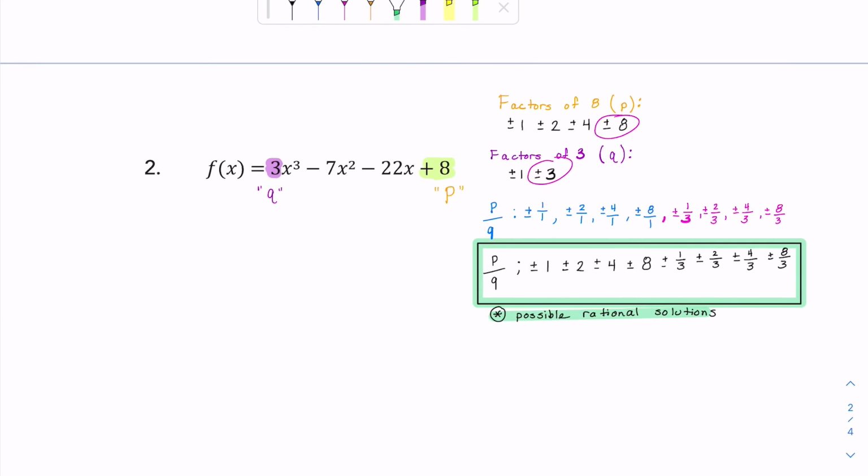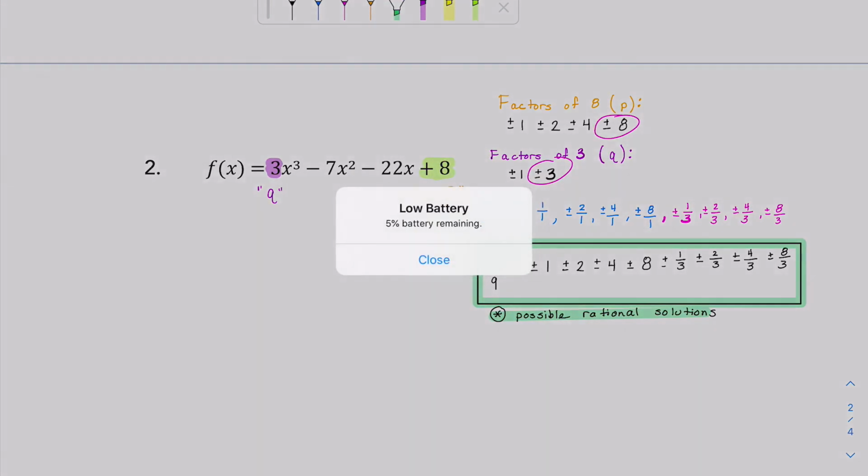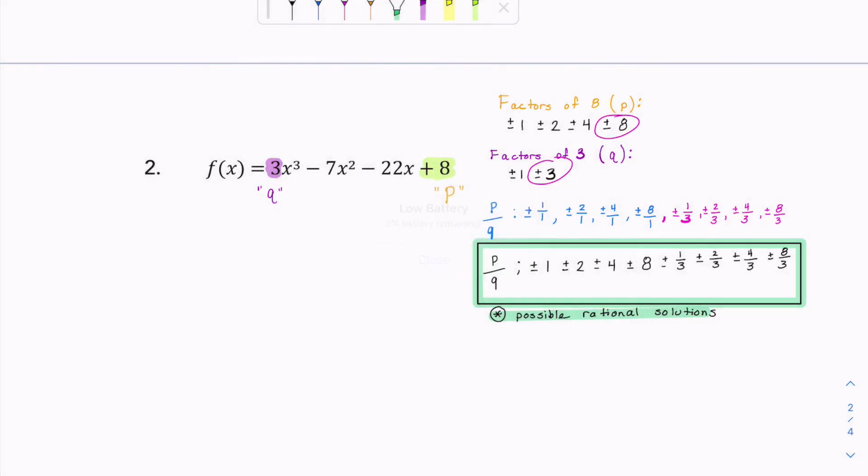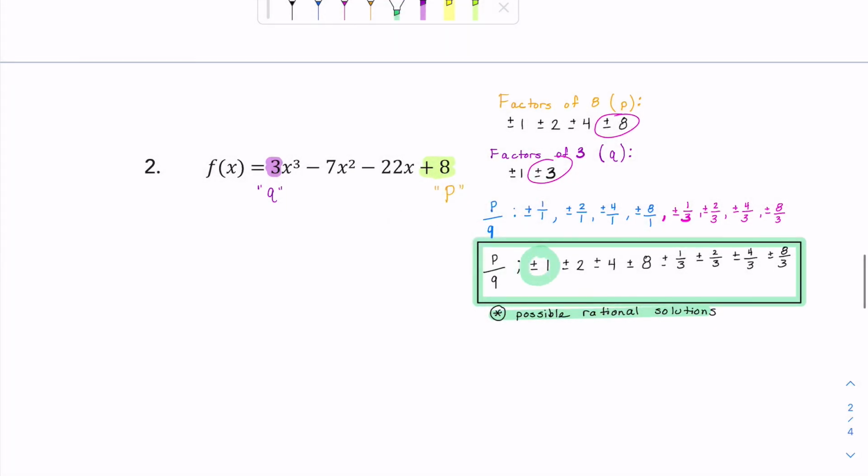Now for the rest of this problem, if you want to just watch me complete it, I think you've seen me do plenty of synthetic division. So I'm going to start with my factor of plus or minus 1. I'm going to go through all the factors till I have it completely factored.